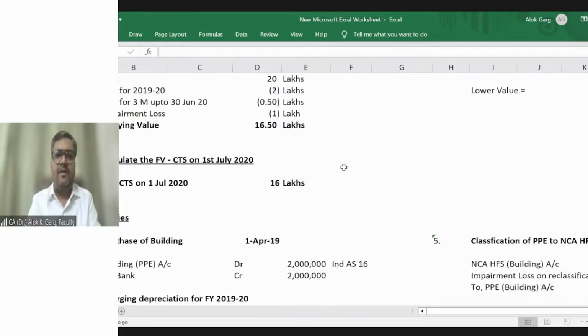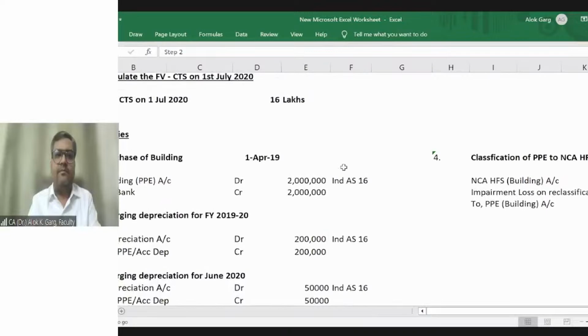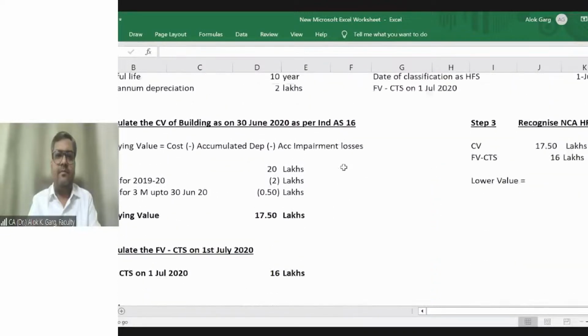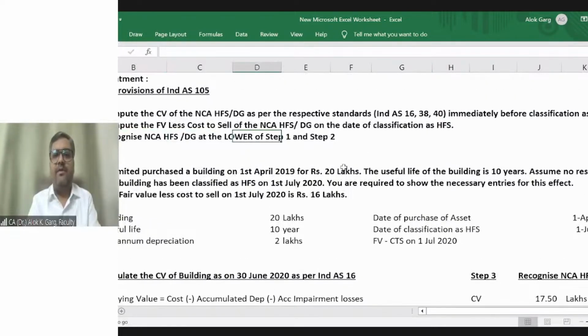These are the three steps which I have already covered. Step number one, step number two, step number three. And I have already covered a few examples as well, right? So what is lower? 4 lakh is lower or 390 is lower? 390 is lower. So you have to pass an accounting entry. What is the accounting entry? Non-current asset held for sale account debit 3,90,000. To property, plant and equipment 4 lakh.